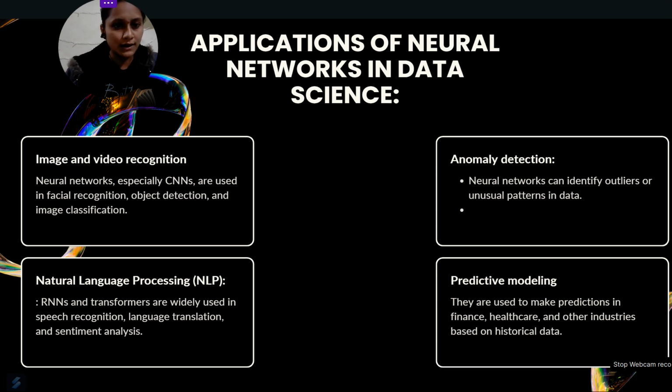First, image and video recognition. Neural networks, especially CNN, are used in facial recognition, object detection, and image classification. Second, anomaly detection. Neural networks can identify outliers and unusual patterns in data. Third is natural language processing, NLP. RNN and transformers are widely used in speech recognition, language translation, and sentiment analysis. Fourth, predictive modeling. They are used to make predictions in finance, healthcare, and other industries based on historical data.